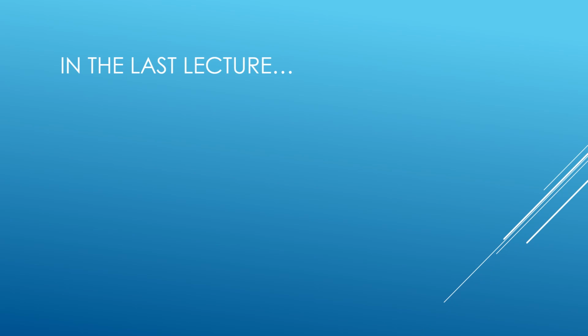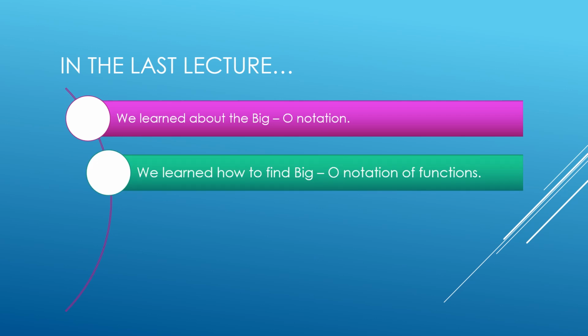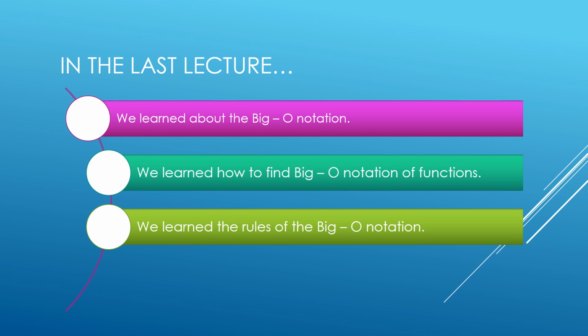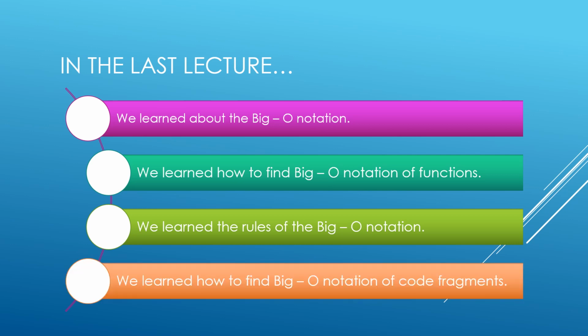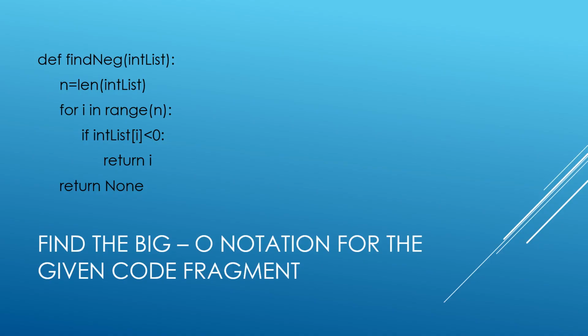In the last lecture, we learned about the big O notation. We learned how to find big O notation of functions. We learned the rules of the big O notation. And we learned how to find big O notation of code fragments. We continue with analysis of algorithms and use chapter 4 of book 1 and chapter 2 of book 2. Let's pick up from where we left.